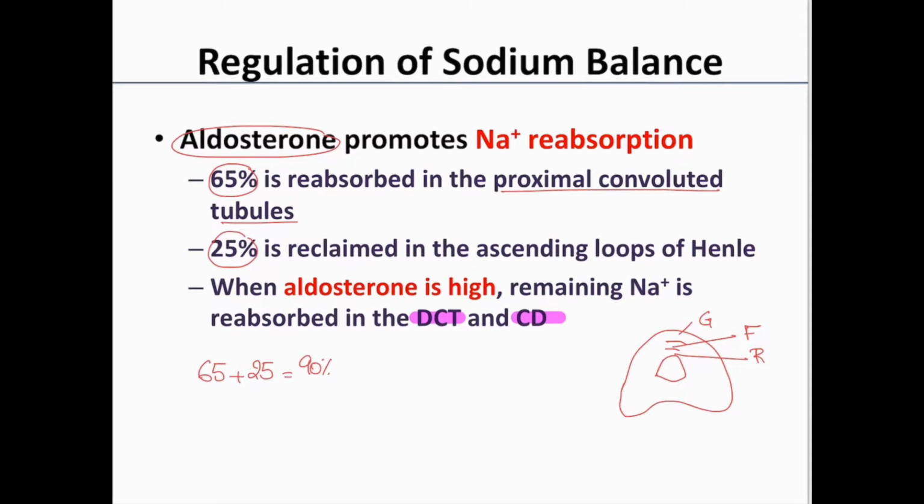The remaining 10% is going to be reclaimed back if needed in the distal convoluted tubules and the collecting ducts, which is partly under the influence of aldosterone when it's high. When aldosterone is high, it stimulates the cells to reabsorb sodium back to the blood, and again, sodium when reabsorbed is followed by water.